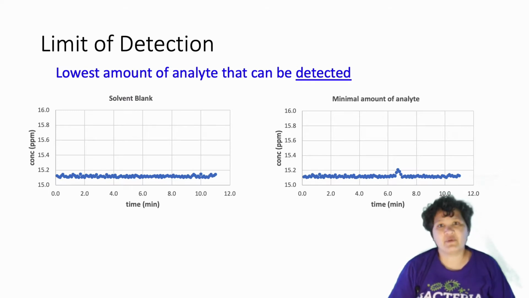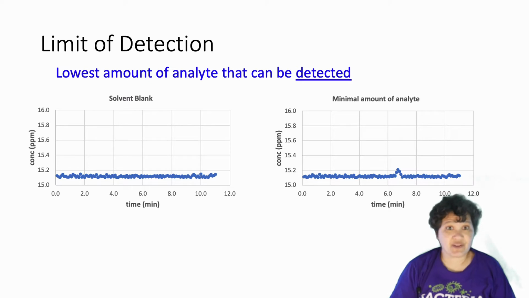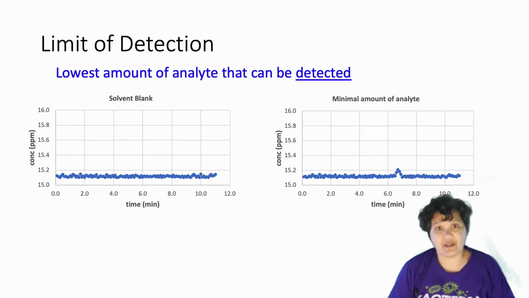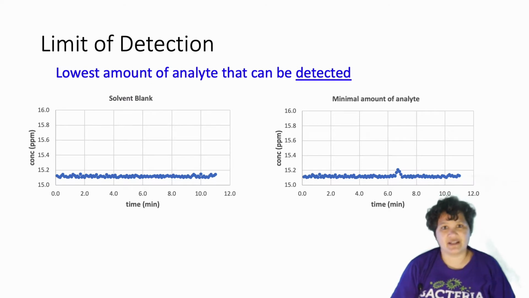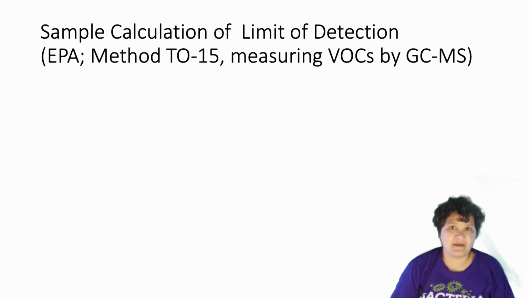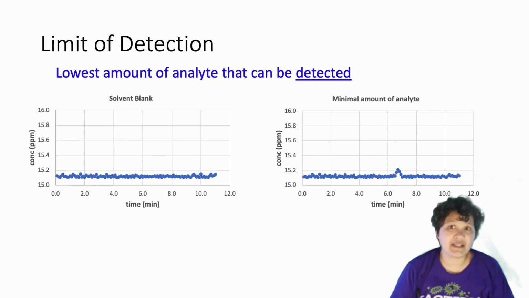Now, one way we could measure this is to run several solvent blanks, or else solvent blanks spiked with a small amount of analyte. What's a small amount? Some amount under, let's say, 5 times the MDL. Now, obviously, if you have no clue what the MDL is, this might end up being an iterative process. Eventually, you'll get some data that will help you quantify the method detection limit.